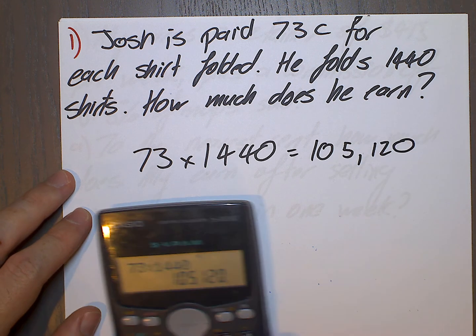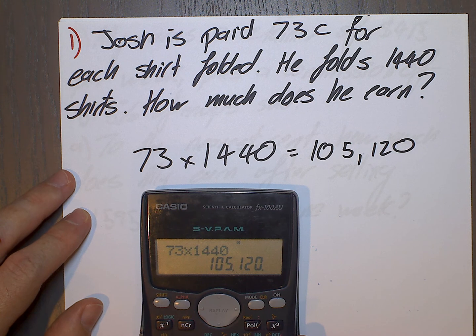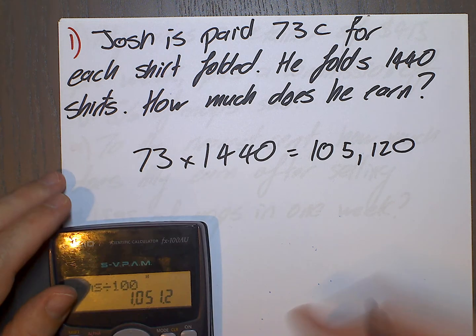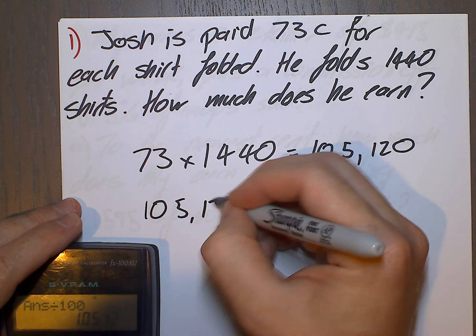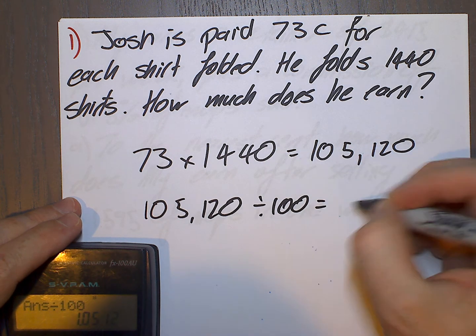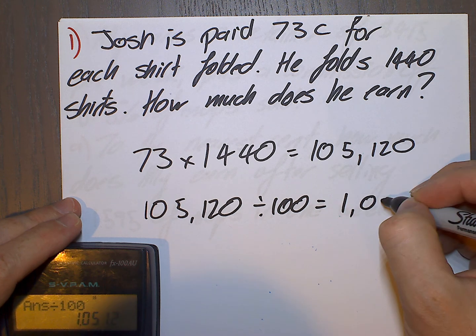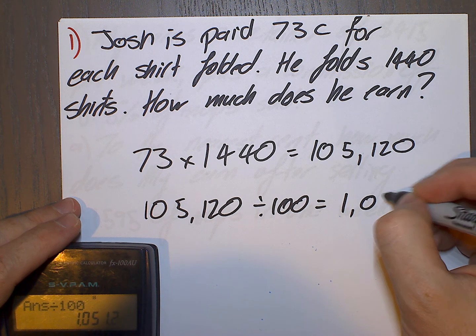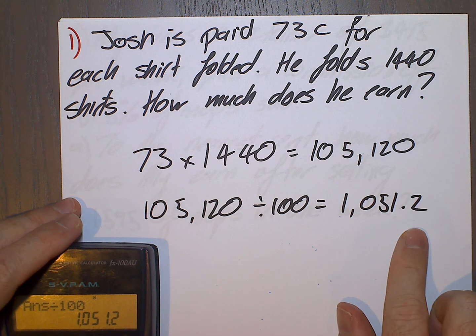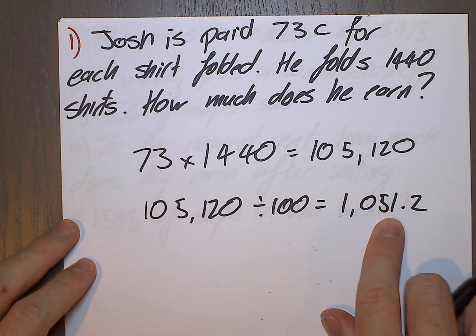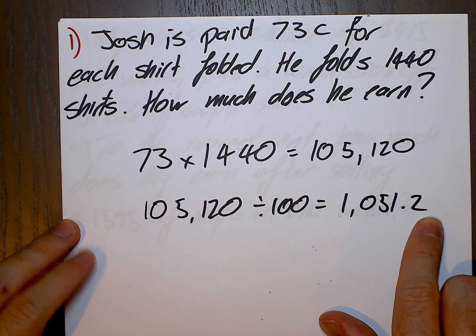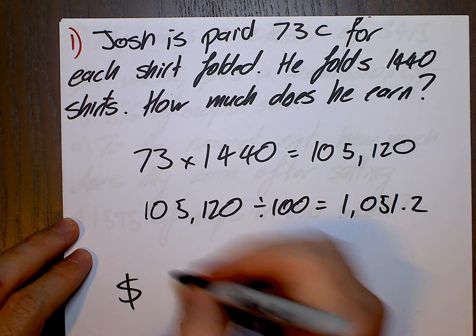105,120. Now, the problem with this is it's still in cents. So to convert into dollars, we need to divide by 100 because there's 100 cents in a dollar. So 105,120 divided by 100 gives us $1,051.20. Okay, so if we're rounding this to an actual money amount, that is going to be $1,051.20, not 2 cents. So draw that in.